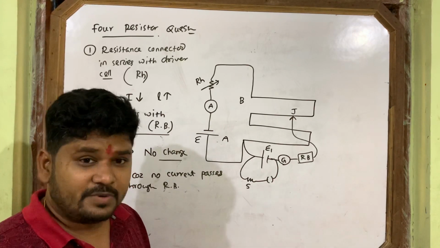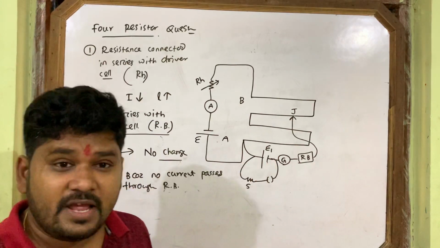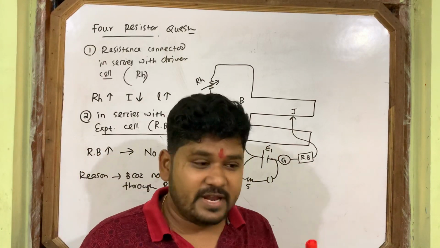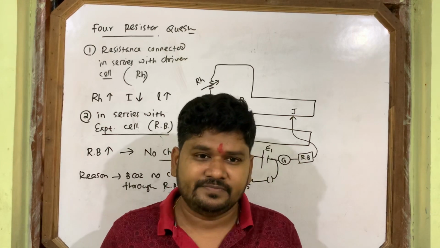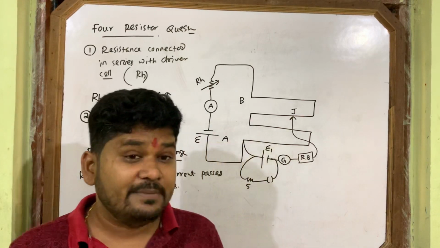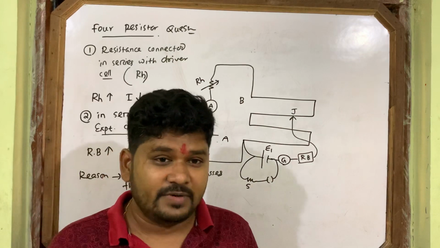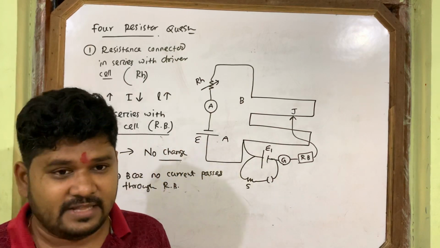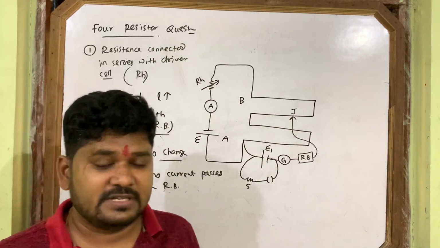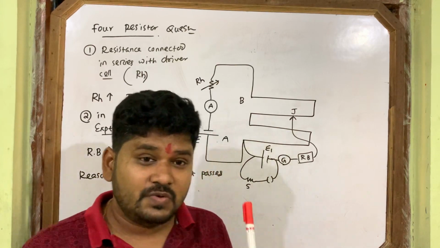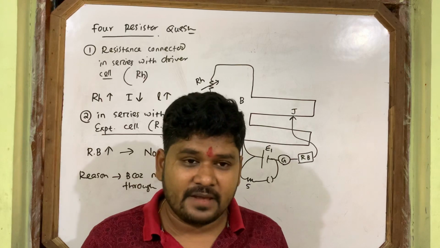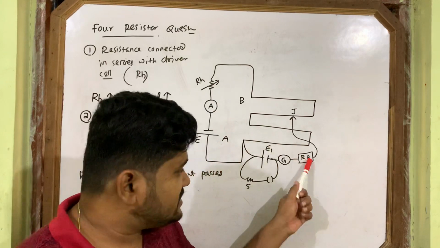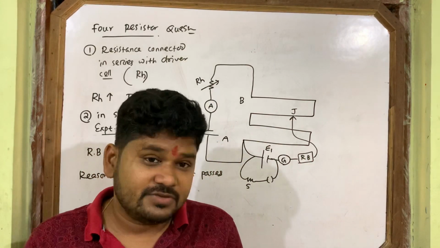What happens to the pointer? Because your current is very high, the pointer suddenly goes and strikes the end. At that time there may be a chance to damage the galvanometer. Then to avoid that, to protect our galvanometer, simple 3 words. Why is this connected? This question also comes in the exam.